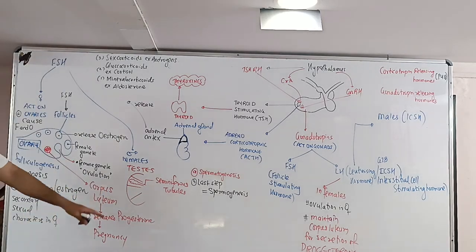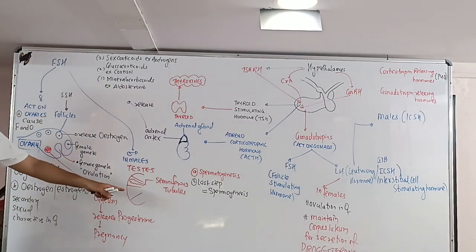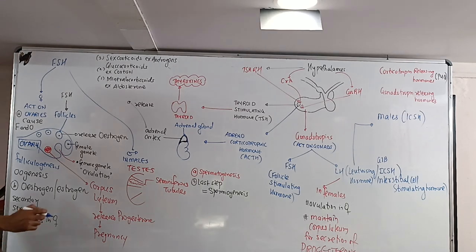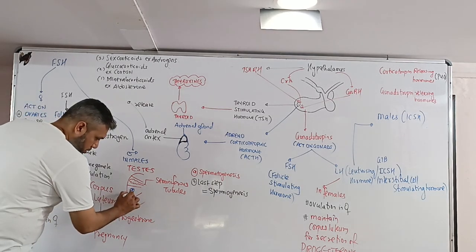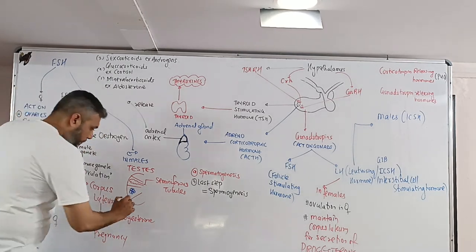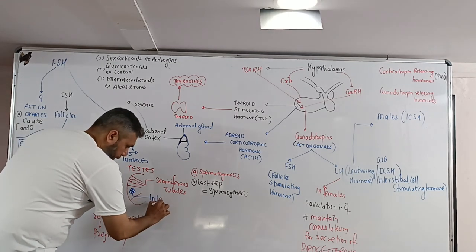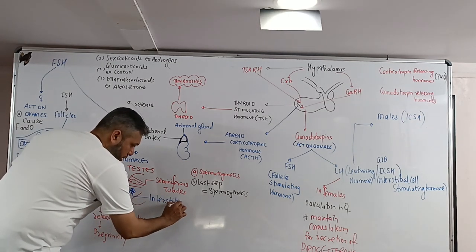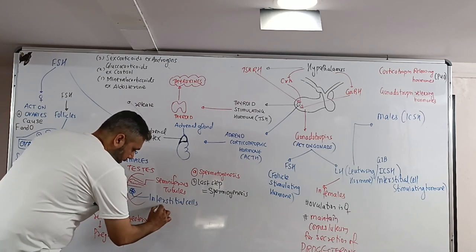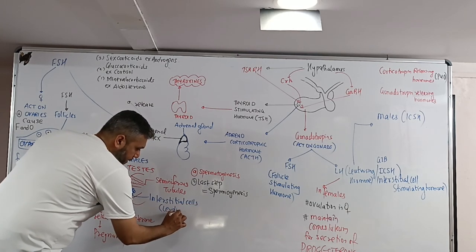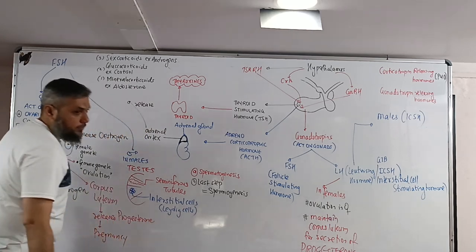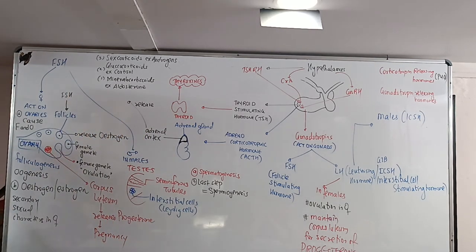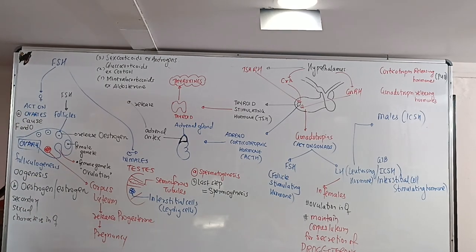Do you see the testis over here, guys? The red, where I am showing the diagram. There are cells called interstitial cells, or what we also call Leydig cells. What are the cells called? Leydig cells. Say the full name.